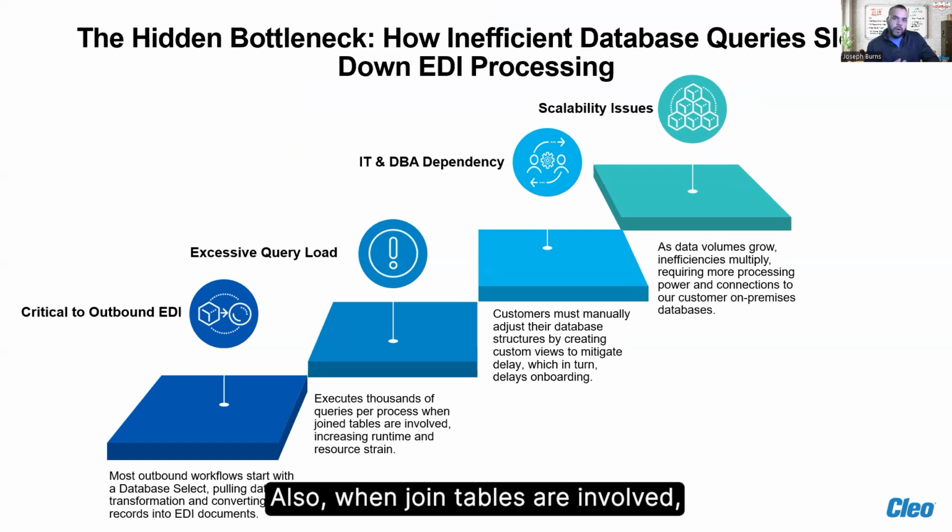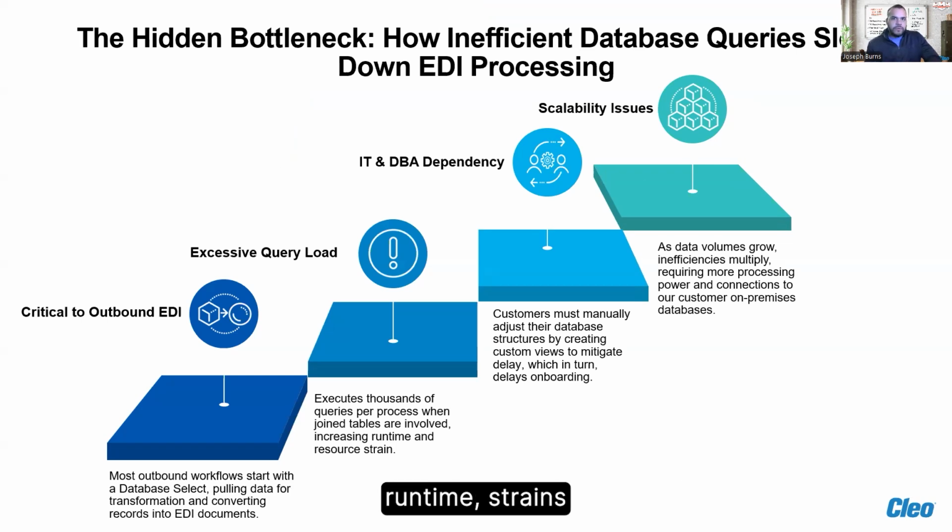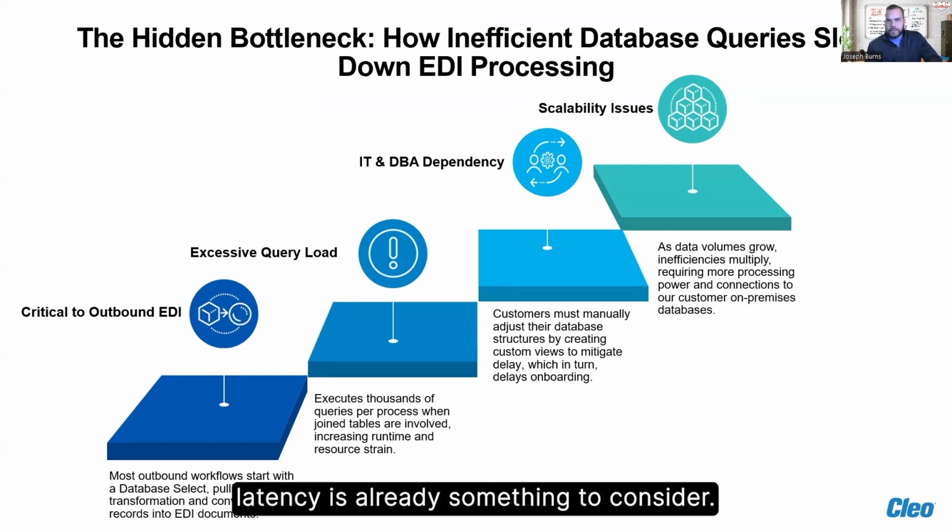Also, when joined tables are involved, thousands of queries may execute per business process. This increases runtime, strains resources, and causes unnecessary database load, especially in environments where network latency is already something to consider.